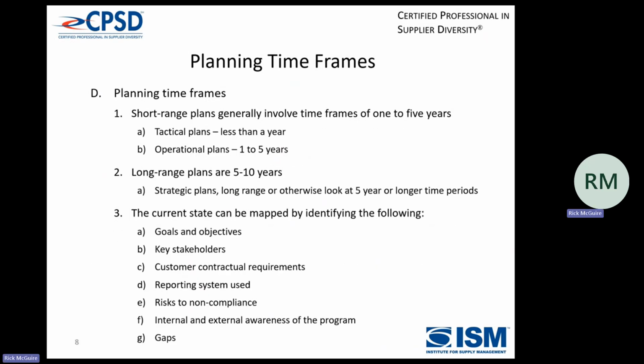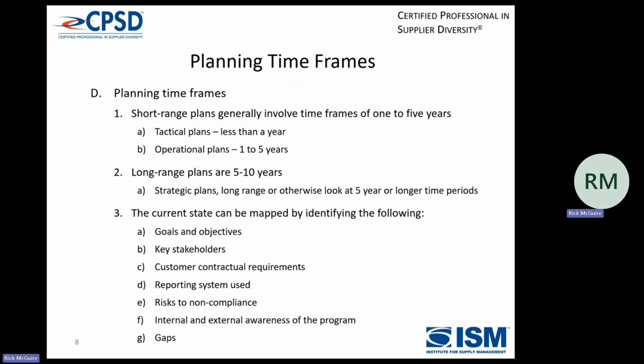Planning timeframes. Short-range plans generally involve timeframes of 1 to 5 years. Tactical plans are less than a year. Operational plans are usually 1 to 5 years. And a long-range plan is usually 5 to 10 years, also known as a strategic plan. Long range or otherwise looks at 5-year or longer time periods.